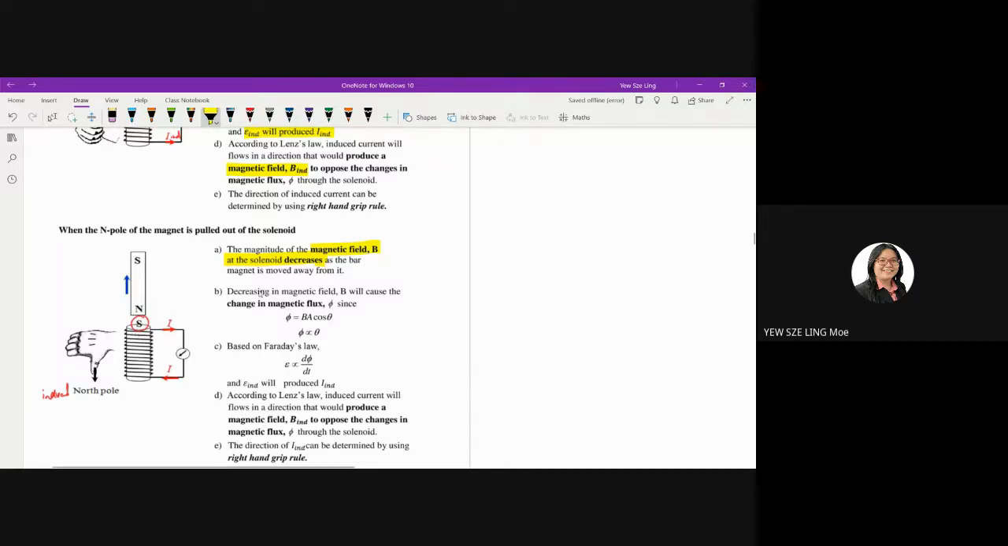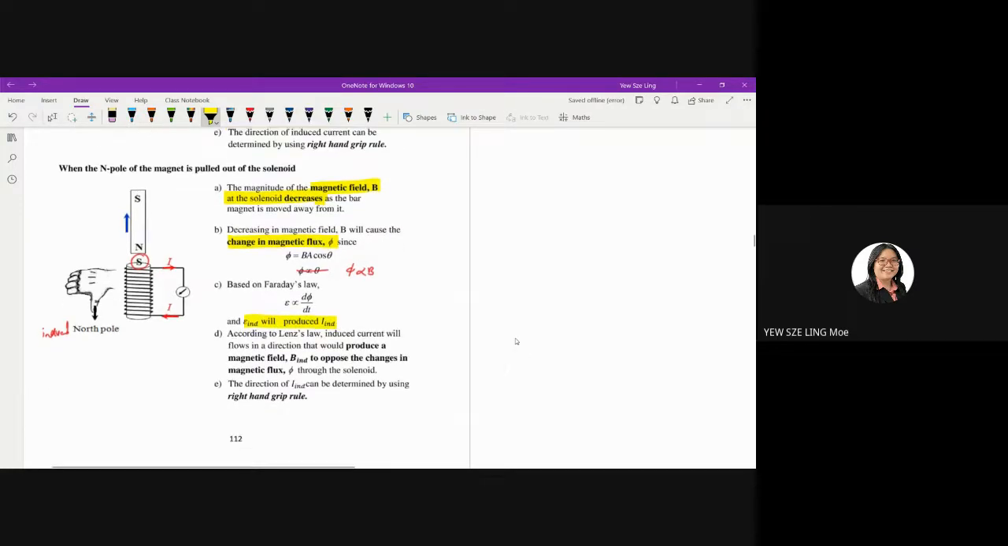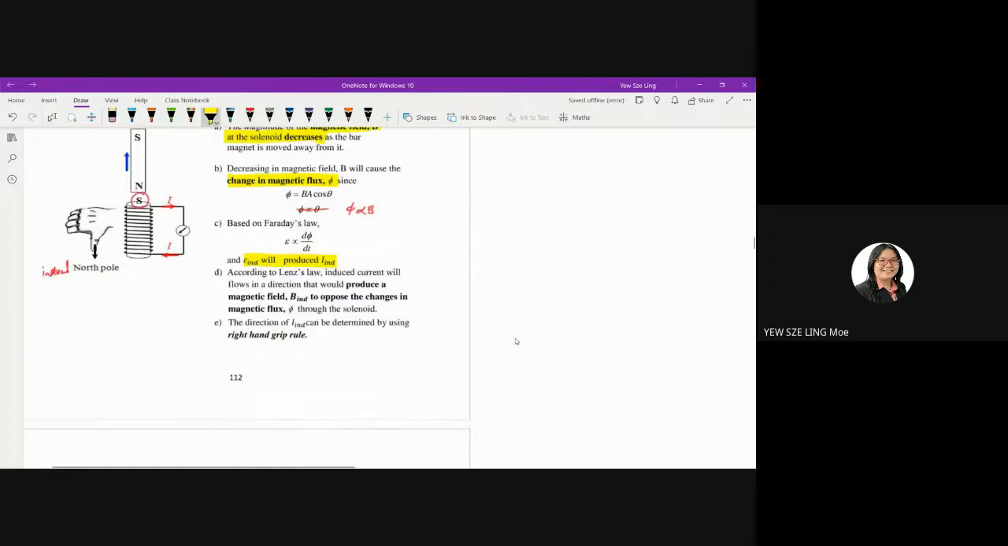So a decrease in magnetic field causes a change in flux. Once again, there is a typo here: flux is proportional to B. Since the flux changes, EMF is generated and it will produce induced EMF. Do you see? The explanation is the same, even though now you change the object from coil to solenoid. So according to Lenz's law, you see how they explain the directions. It will produce an induced magnetic field to oppose the change in flux, and therefore the directions can be determined by using the right-hand grip rule.